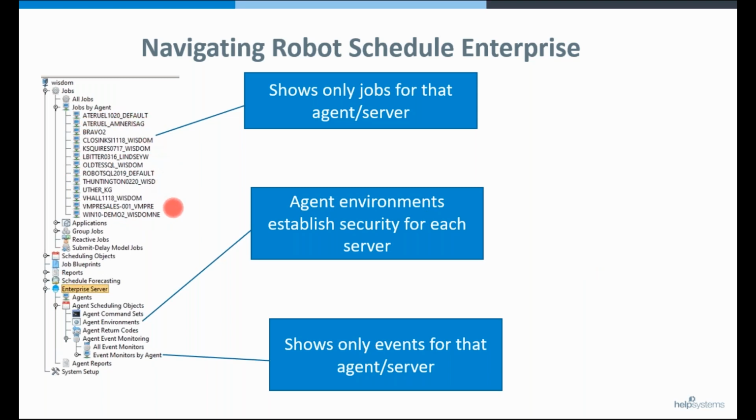Okay, in terms of just navigating the GUI, we've got pre-sorts for your agent jobs now. So you're going to see a new type of job out in Robot Schedule, not just a command type job or a program job. You're going to see an agent type job. And then in the Enterprise Server branch, where you can see your agents, you're also going to see command sets, environments. Environments are the path statement, the username, et cetera, that you're going to run your processes over. And then you're also going to see your agent events. That's where you're going to create your agent events.